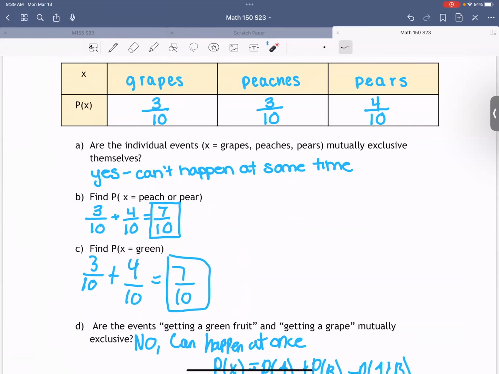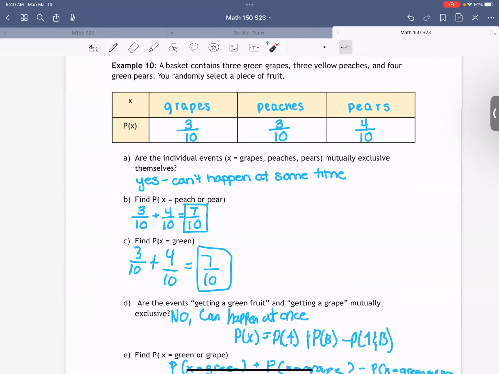Who wrote that one? Was that Nico? Do you want to explain this one? So the probability of them being green, the only 2 fruits that are green are grapes and pears, which means you're adding the likelihood of getting a grape or a pear, which is 3/10 plus 4/10 equals 7/10. Awesome job.